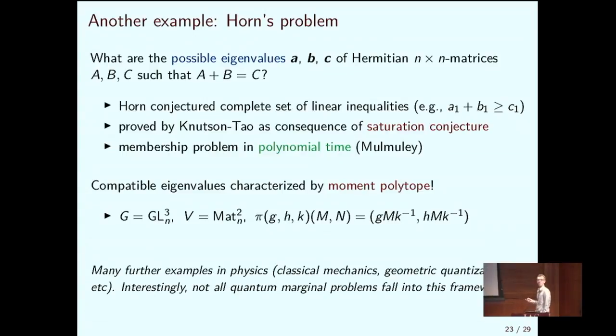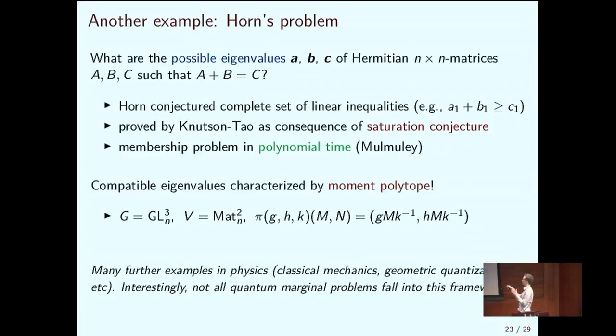This is a problem that maybe I should skip. It's an interesting problem that I think we already discussed on Monday. It's a non-marginal problem that still fits into this framework and is quite well known. Suppose I have a triple of Hermitian matrices, and I want to ask, what are the possible eigenvalues of this triple of matrices, A, B, and C, under the constraint that the sum of A and B equals C.